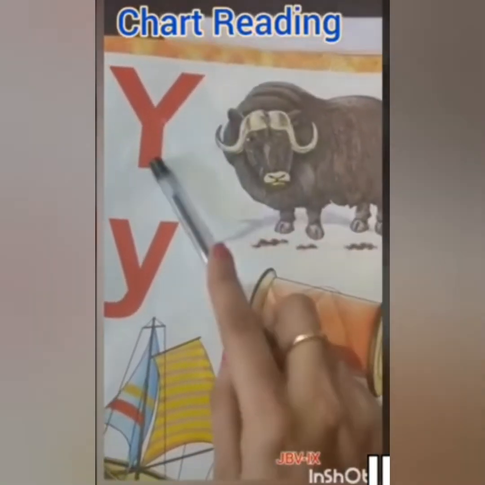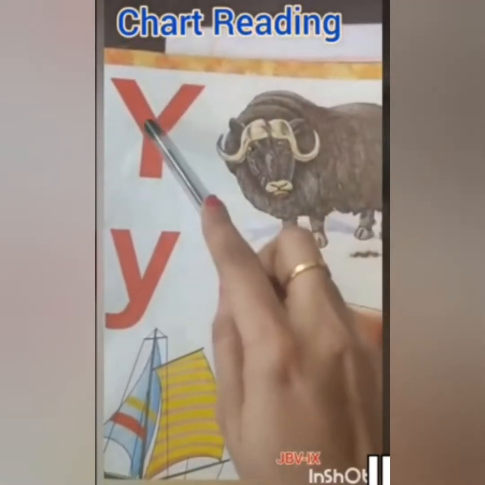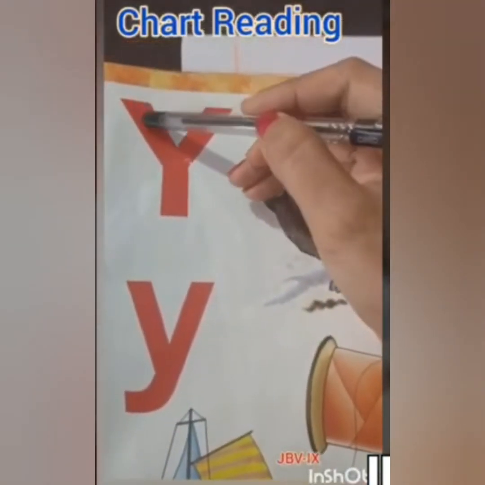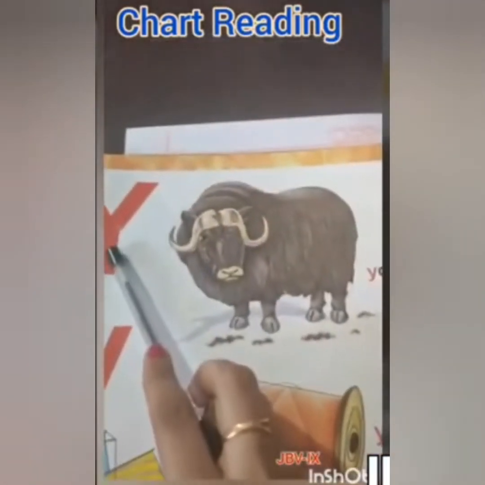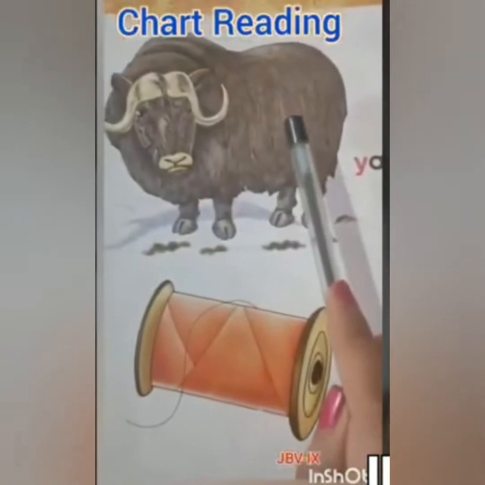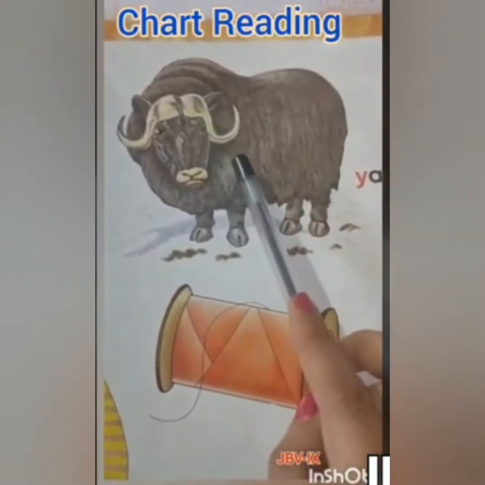Good. So, let's start the chart reading of letter Y. What is this, children? Letter Y. It's a Y. Y for yak. Do you know what is yak?